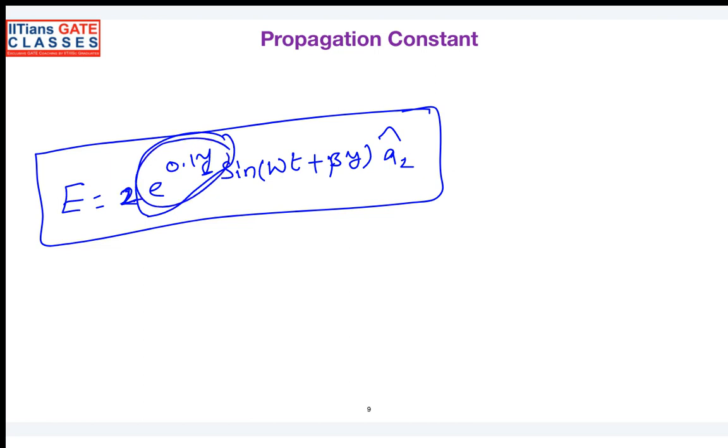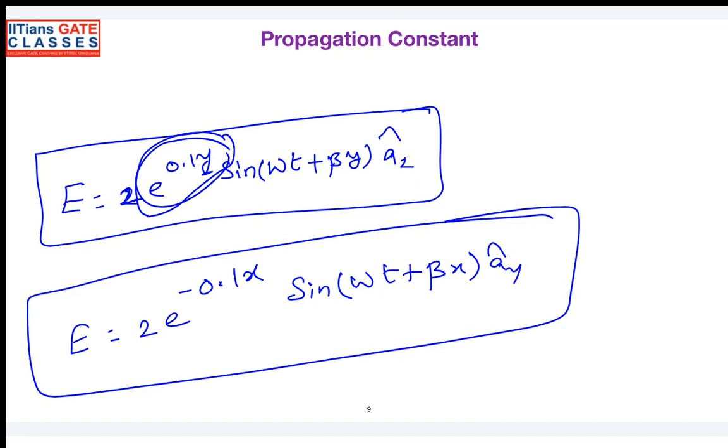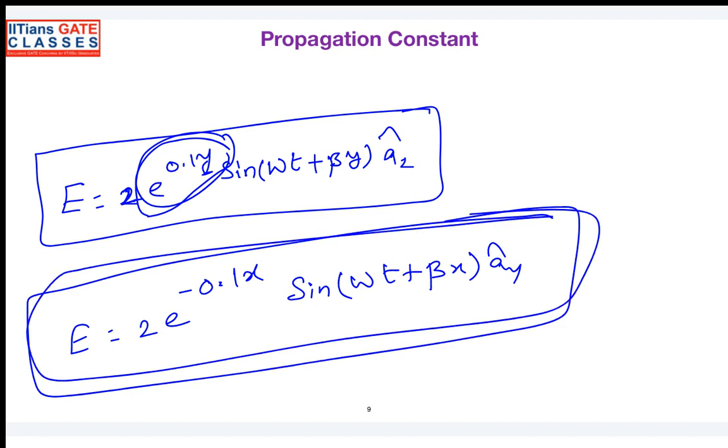Suppose I have this equation. Is the equation correct, whatever I have written here? No, sir. No. Where is the mistake here? In the magnitude part, the wave is propagating along positive x, but in the phase it is negative.